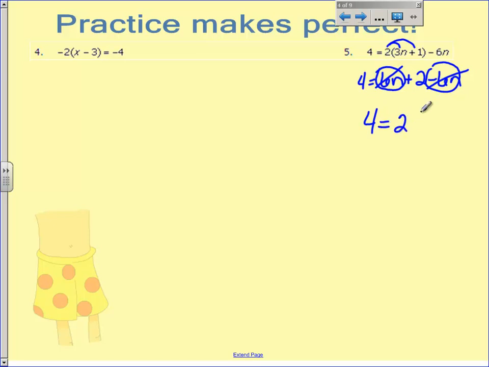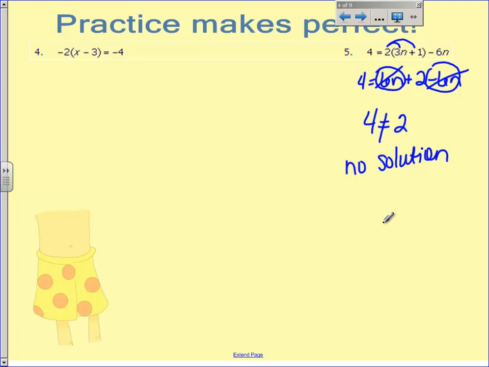Last time I checked, not sure about you, but the last time I checked, 4 does not equal 2. That is not a true statement. It doesn't make any sense. You are going to run across problems like this. Whenever this happens and your variables completely cancel and you're left with a statement that is not true, like 4 equals 2, then what you have is a problem that has no solution. And this will happen. Sometimes your answer is just that there's not one, and so we say there is no solution.